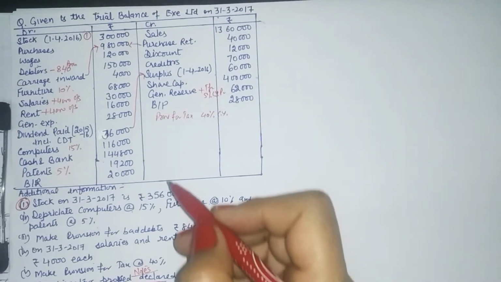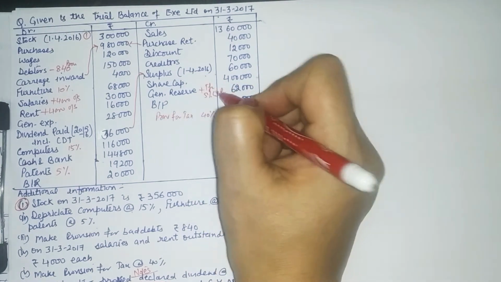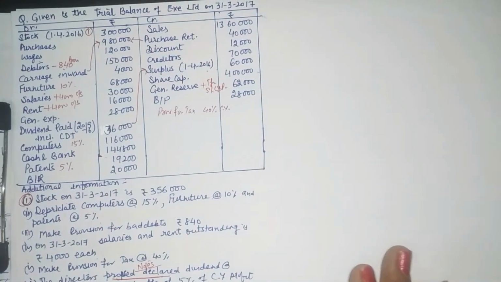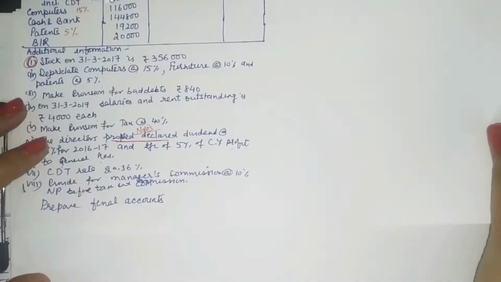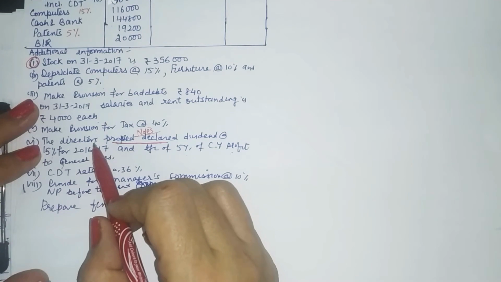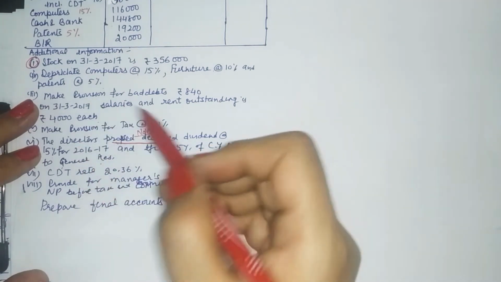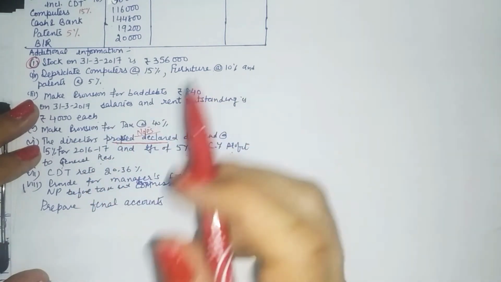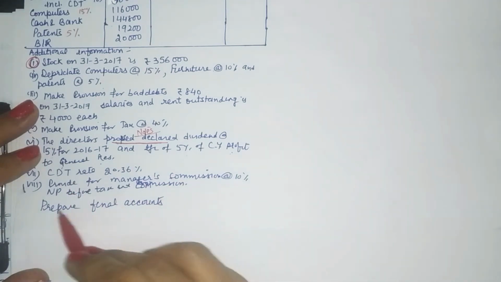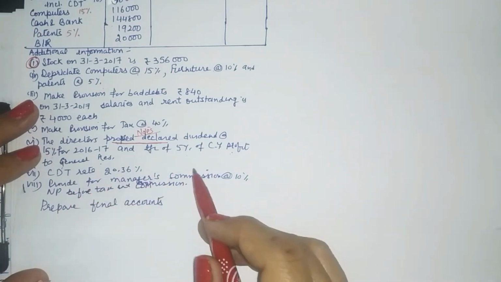So out of your current year profits, you will be transferring 5% here. CDT ratio is given, but we don't need it because we are not declaring dividend. Had it been given that the company has declared dividend, then you would have accounted for the same and CDT would have been provided. Now provide for manager's commission, 10% of the profits before tax and commission.